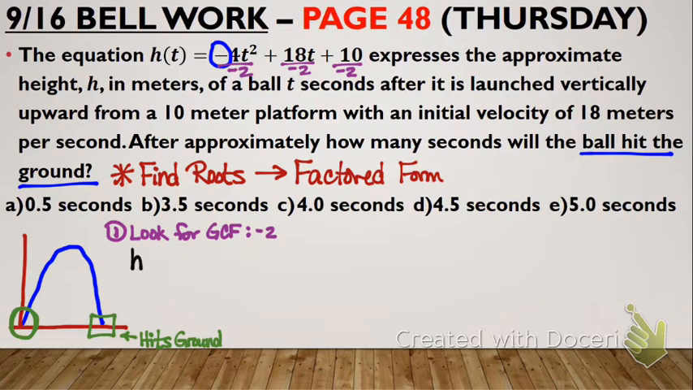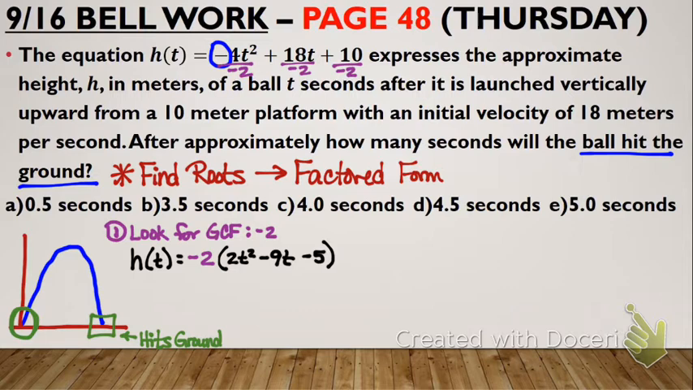All right, so that would give me h of t equals negative 2. What would I have left over if I take a negative 2 out of everybody? Negative 4 divided by negative 2 would give me what? Positive 2. So I'm going to have a positive 2t squared. 18 divided by negative 2. Negative 9. So I have a negative 9t. And 10 divided by negative 2. Negative 5.